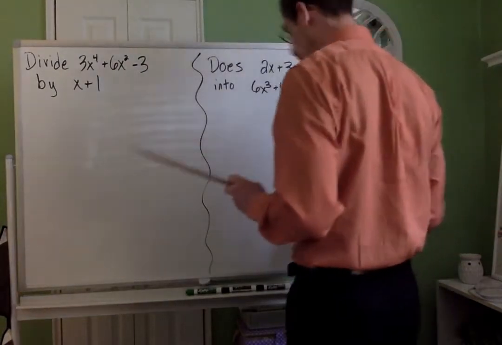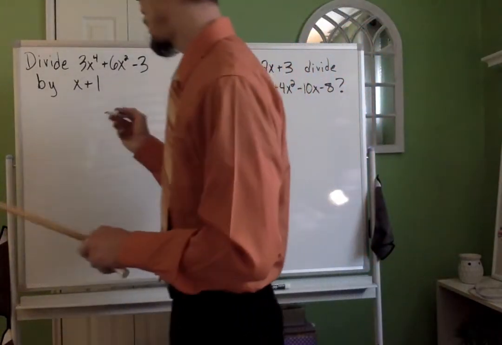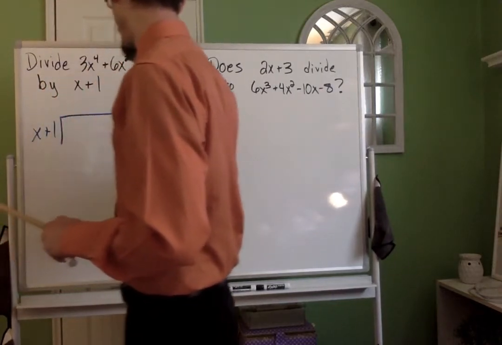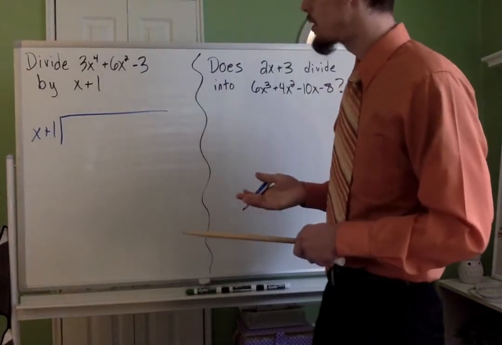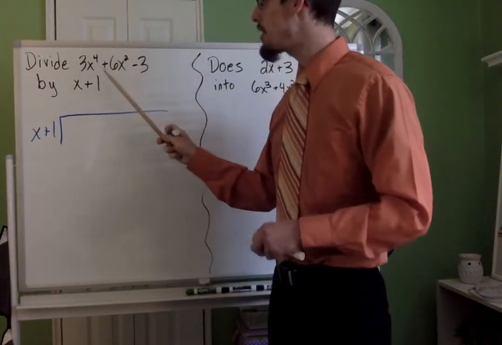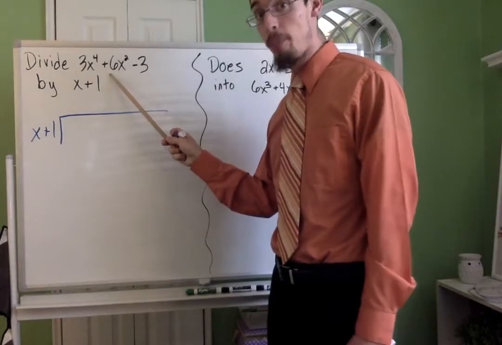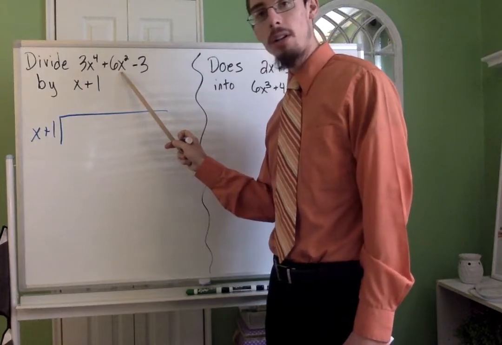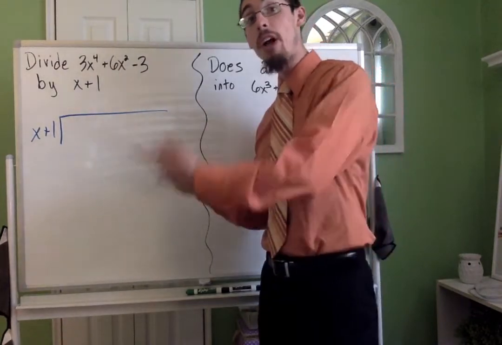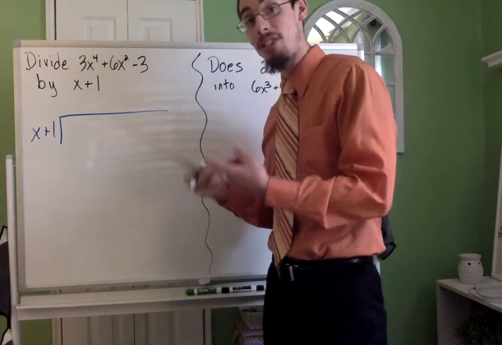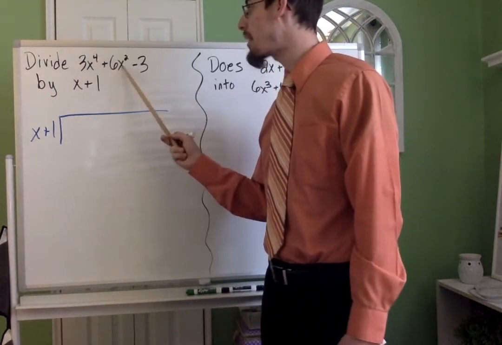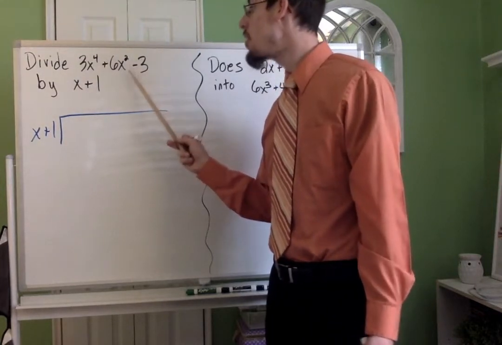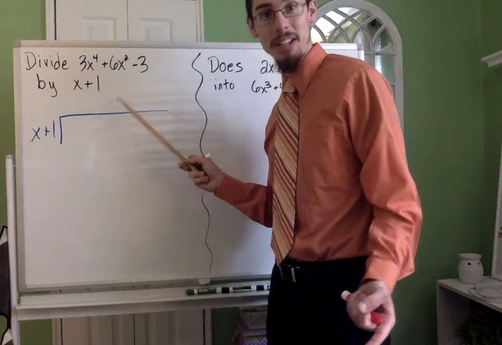So I'm going to restart that problem. We're still going to have x plus 1 on the outside, but watch what I have to do here. Do you notice that in this polynomial, in the trinomial, you're missing some exponents? It goes from x to the 4 to x squared. We skipped right over x cubed, right? There is no x to the third. And then it goes from x squared to just plain old 3, a constant term. Do you notice we skipped over x, which would technically be x to the 1?